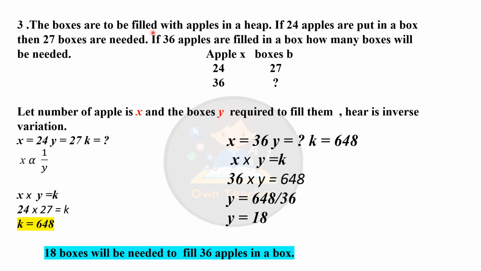The boxes are to be filled with apples in a heap. If 24 apples are put in a box, then 27 boxes are needed. If 36 apples are filled in a box, how many boxes will be needed? Suppose here apples X and boxes B. So, if apples 24, then boxes 27. If apples 36, then we will find out boxes.